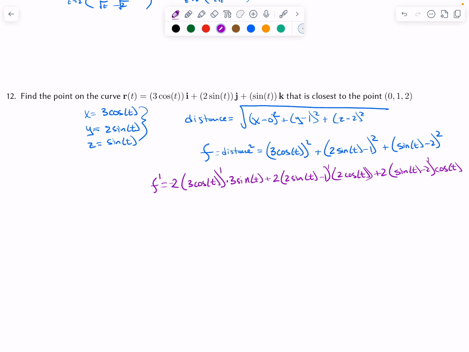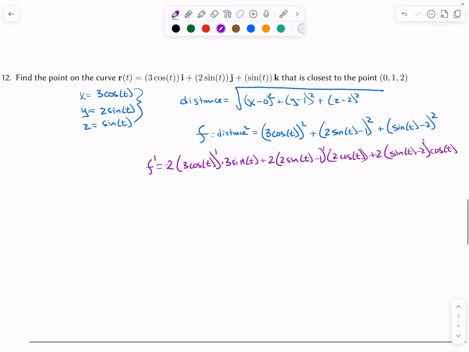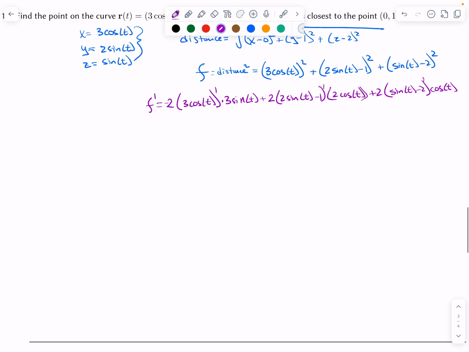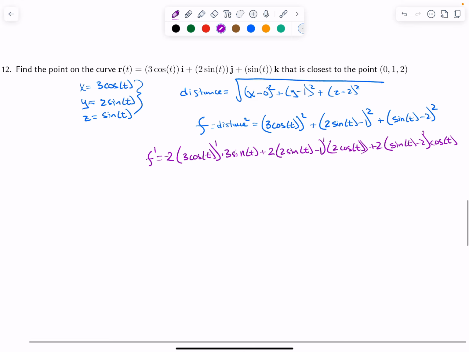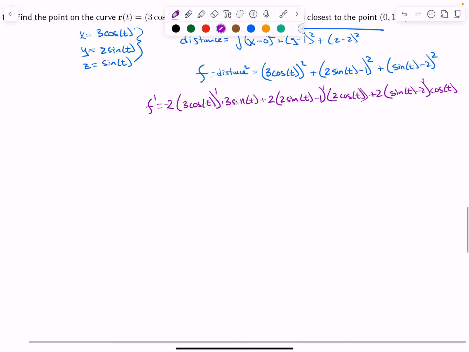All right, let me clean this up. You know the drill. We're going to take the derivative, set it equal to 0, solve, and then hope that what we get is a minimum. It says closest. Okay, so this, let me just clean this up a bit.